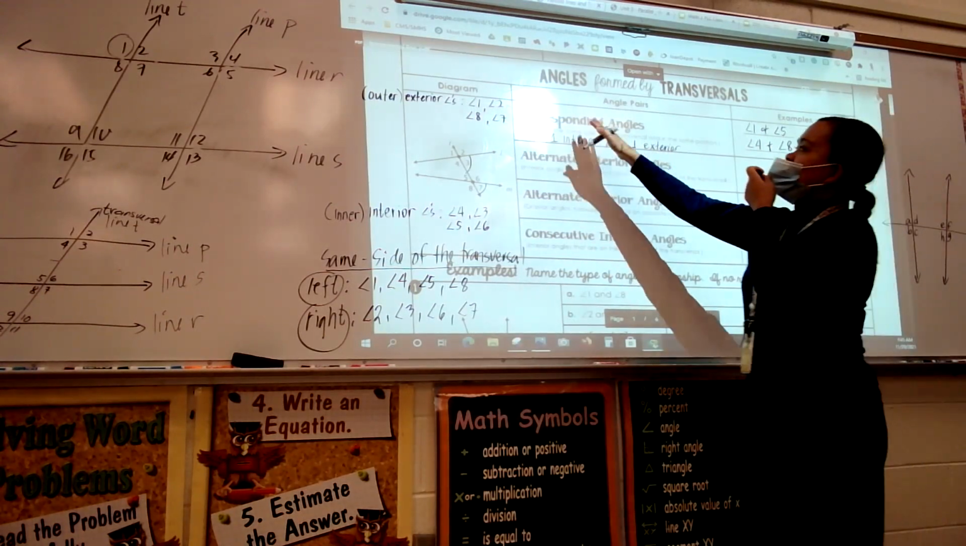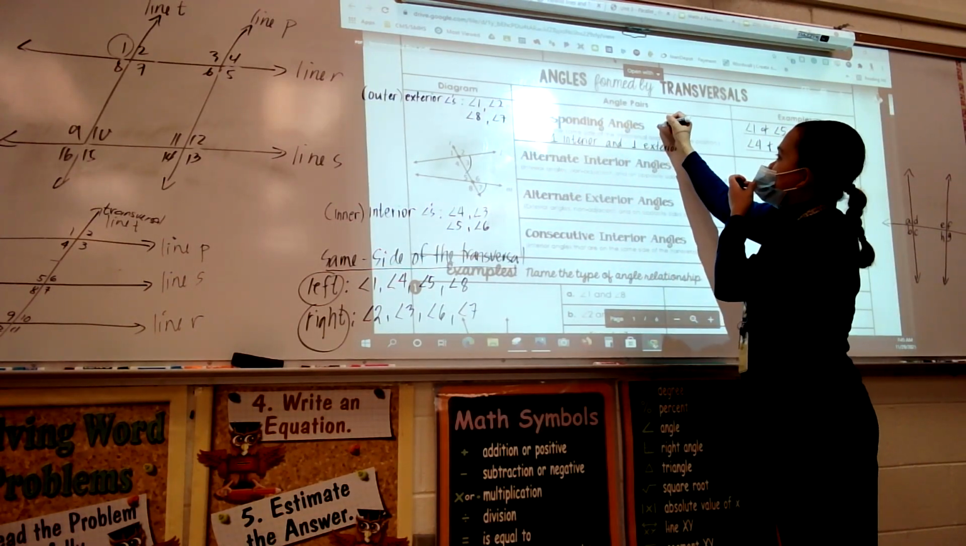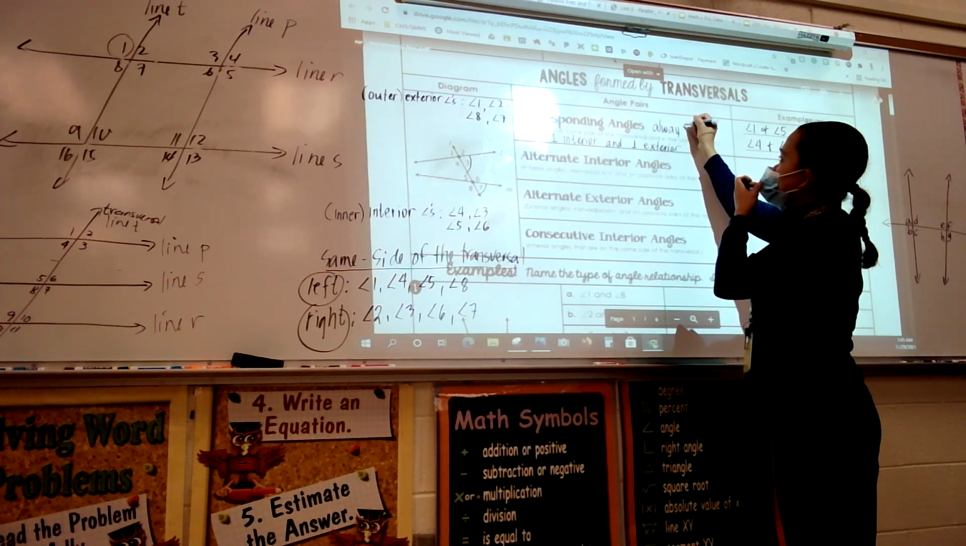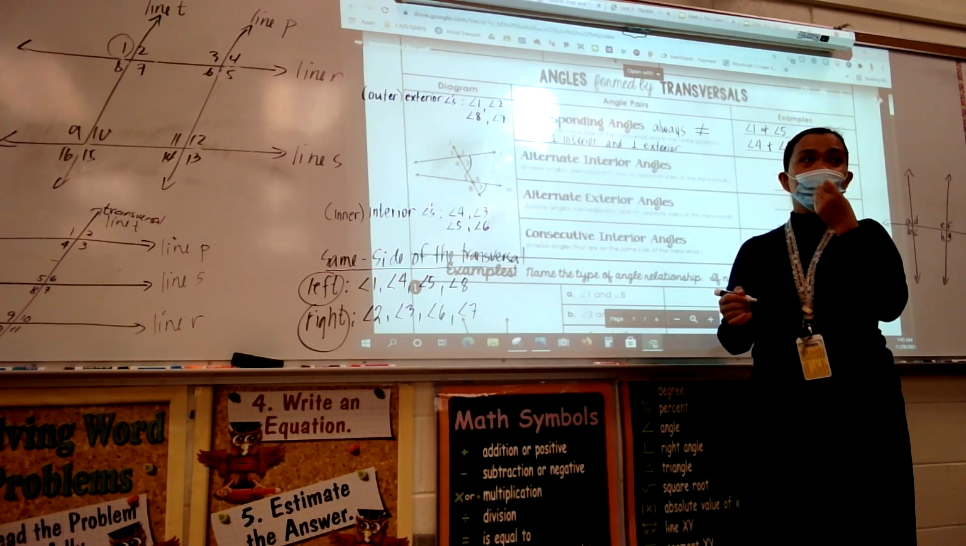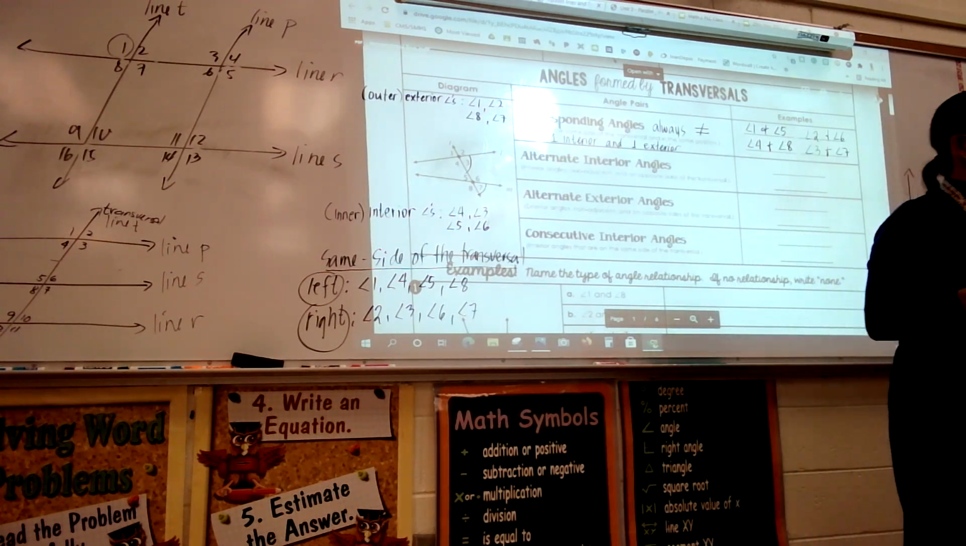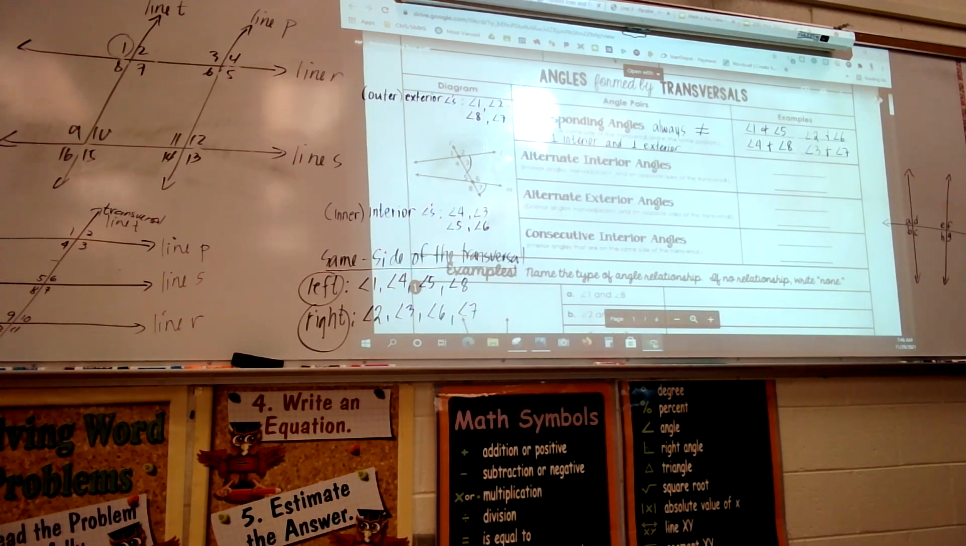Now, corresponding angles are always congruent. When you say congruent, what does it mean? Equal to each other. Equal to each other. You write that because you need it.